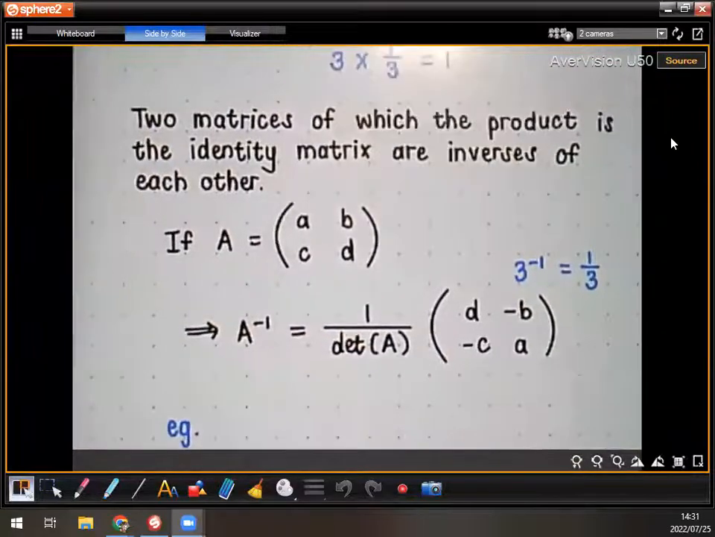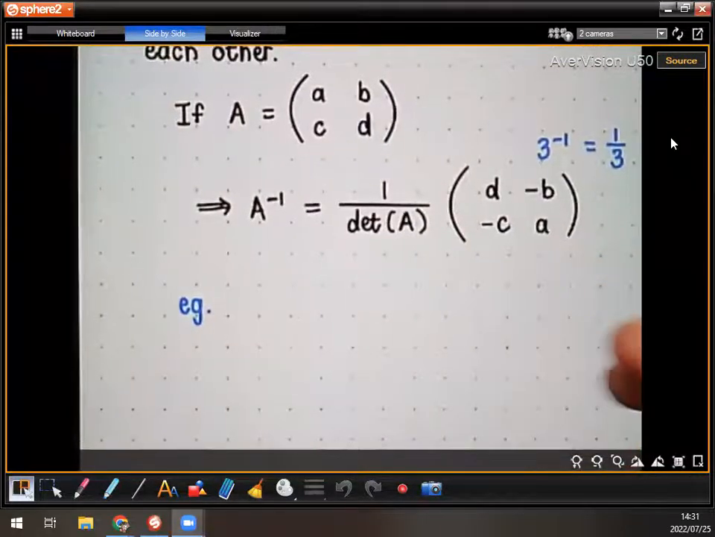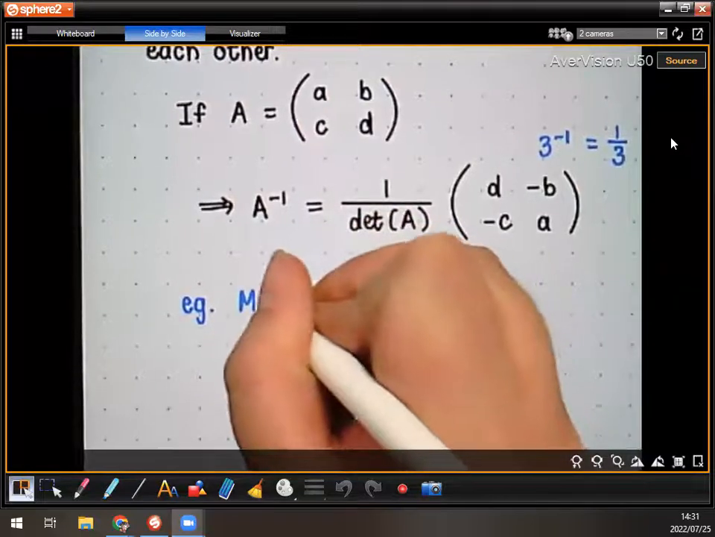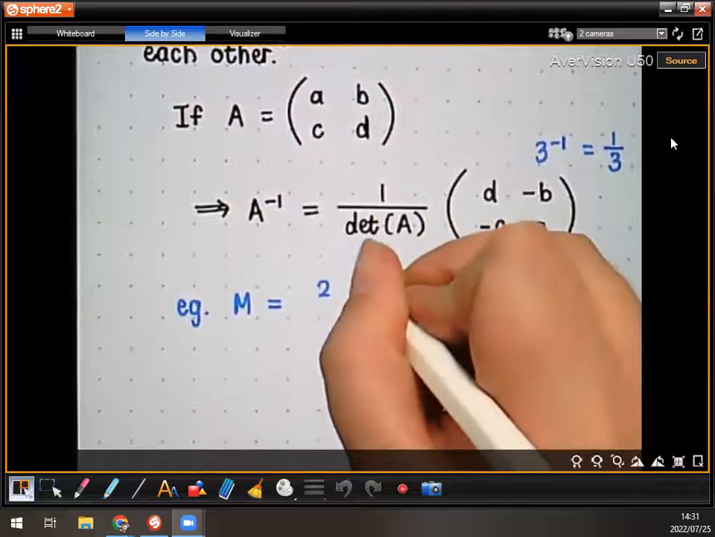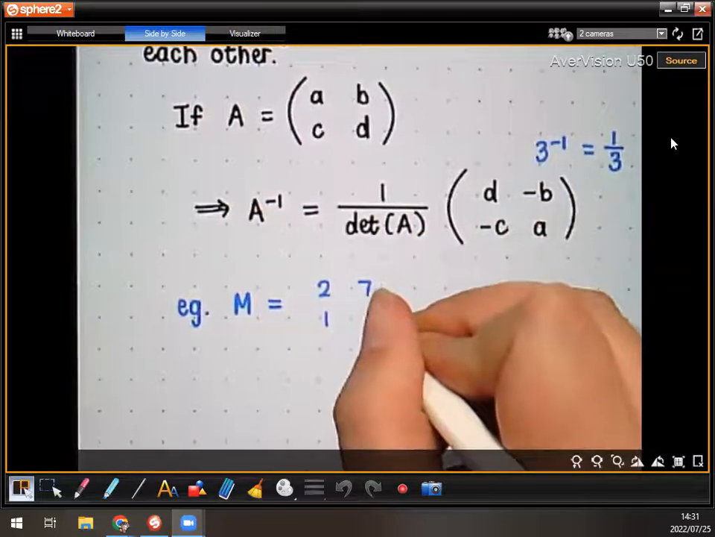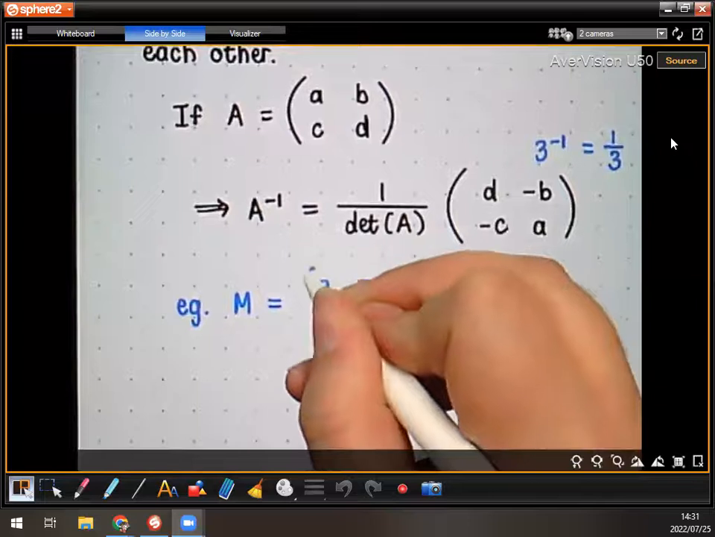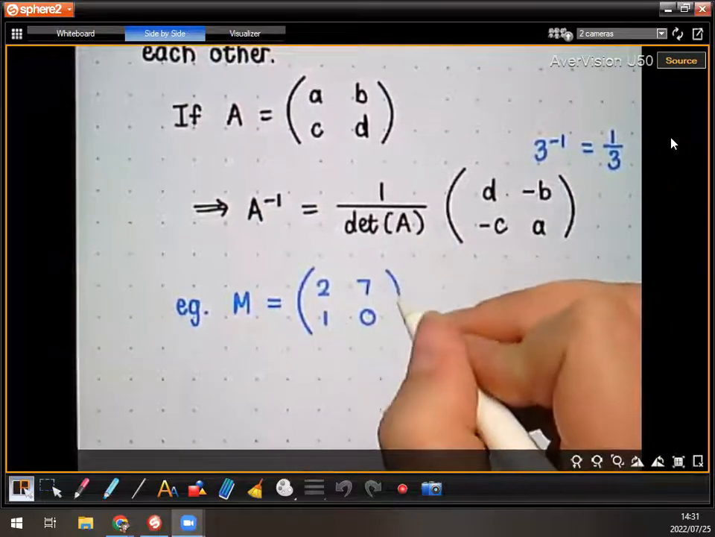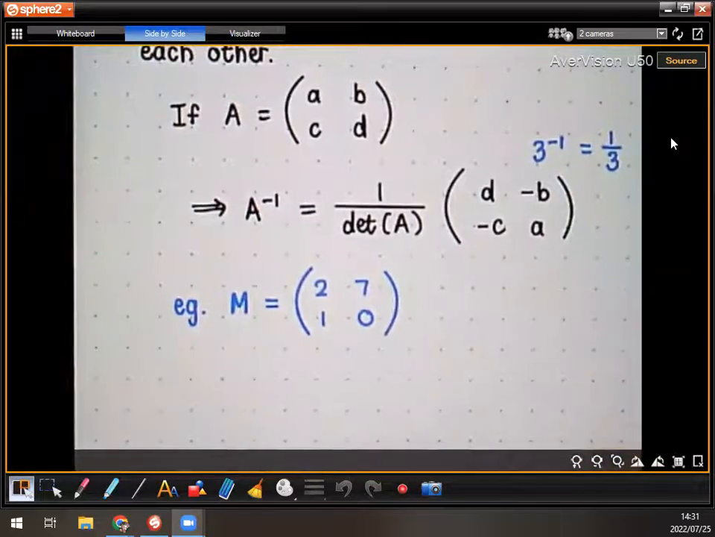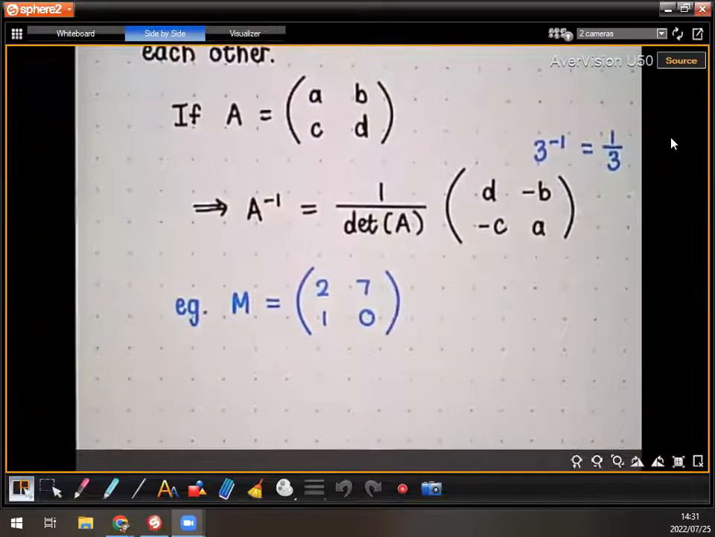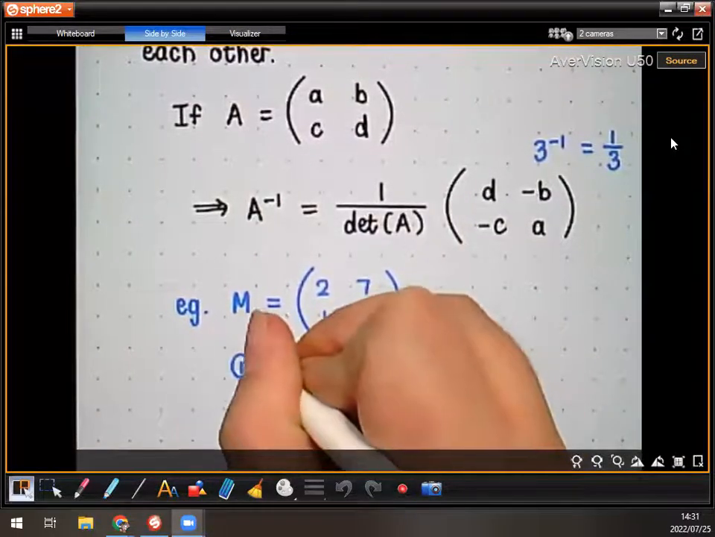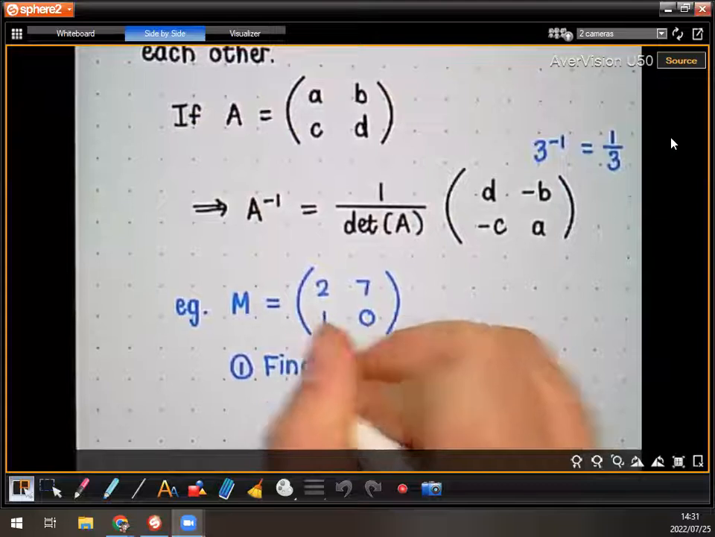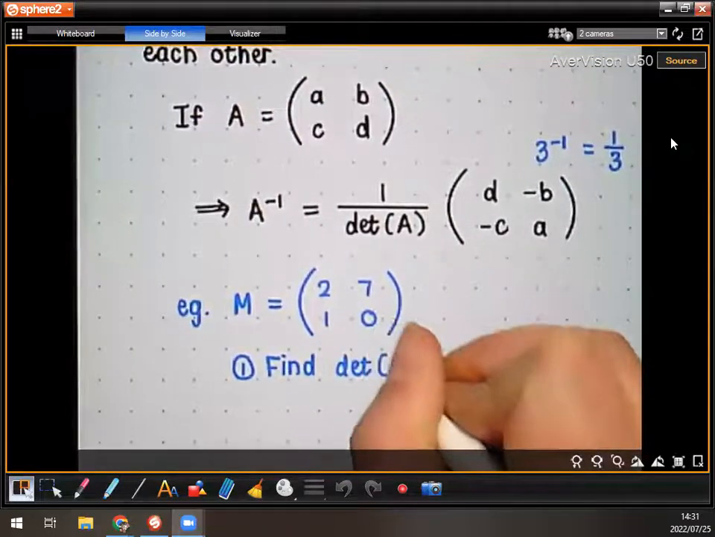So if, for example, and I'm just going to make one up, and let's hope that it works nicely. Let's say that matrix M this time is 2 and 7 and 1 and 0. Okay, first thing, guys, we're going to find the determinant. So I'm going to write here, step 1. Find the determinant of M.